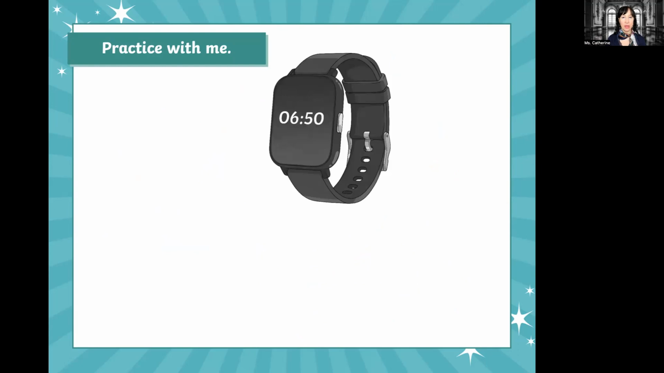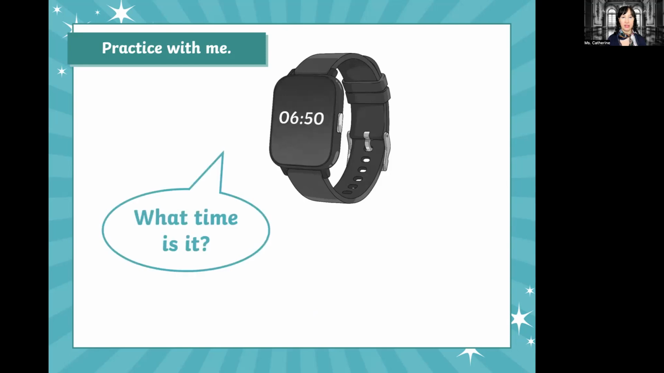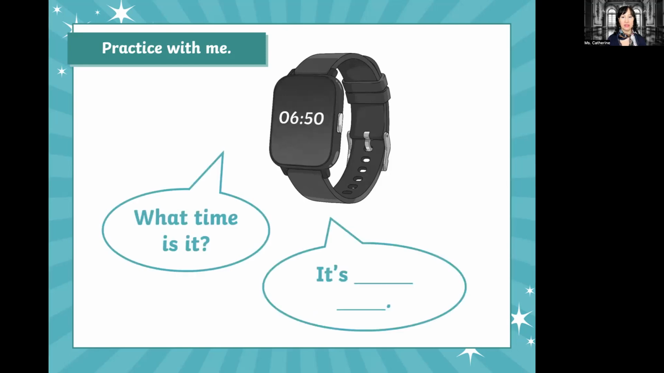Now, if I'm looking at my watch and it's showing digital timing, what time is it? It's 6:50. We can also say it's 10 minutes to 7, or 10 to 7. Good job.